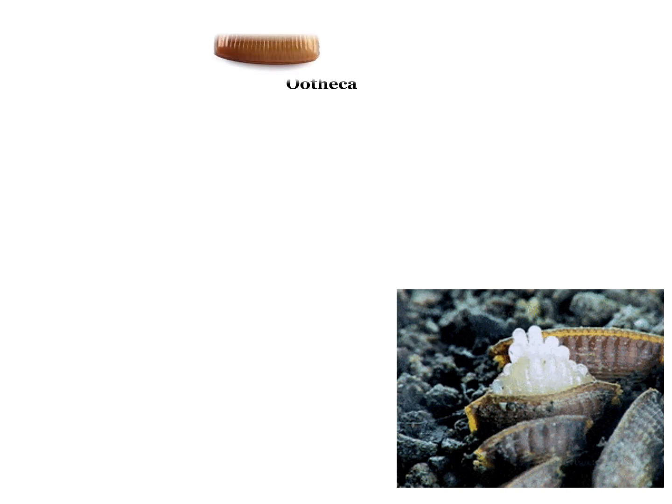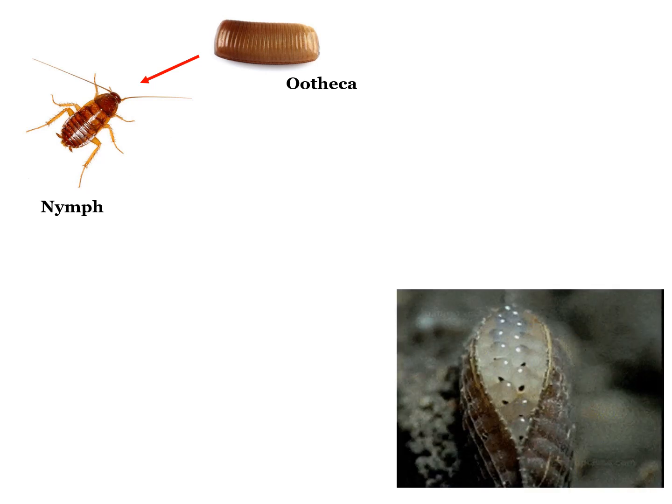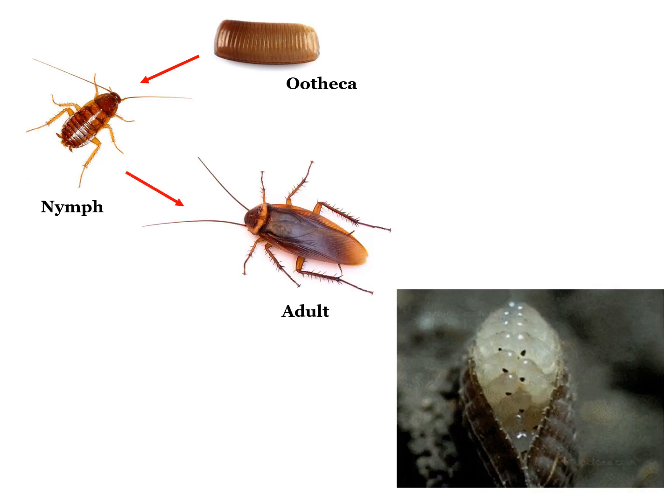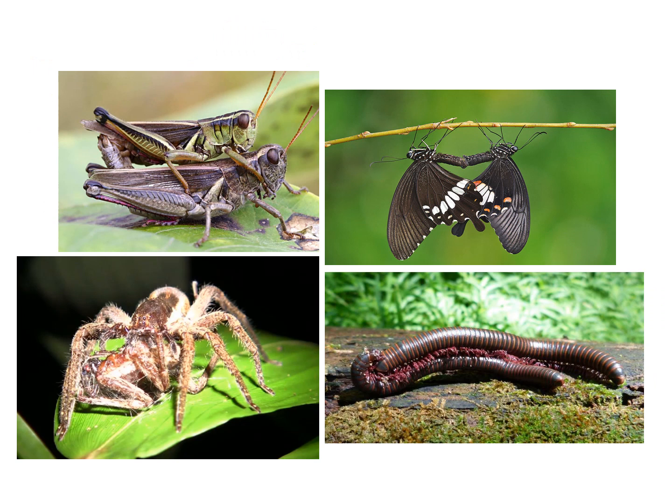Life cycle of a cockroach, starting from the eggs which are in the ootheca, hatch and young nymphs emerge, grow mature and become adults, and then after mating, back to ootheca. These are some other examples of arthropods mating: grasshoppers and butterflies, spiders, and millipedes.